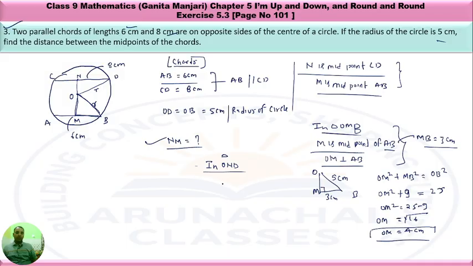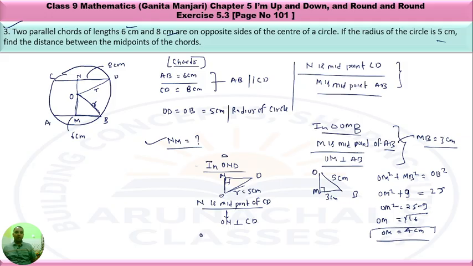Now we can just go for triangle OND. In triangle OND, if I apply Pythagoras theorem, we can see. So here I have this triangle in this way, O, N and D. OD is the radius which is given as 5 centimeter. ON is perpendicular to CD. N is the midpoint. I can just write N is the midpoint of CD, and ON is perpendicular to CD. So we have to apply Pythagoras theorem.